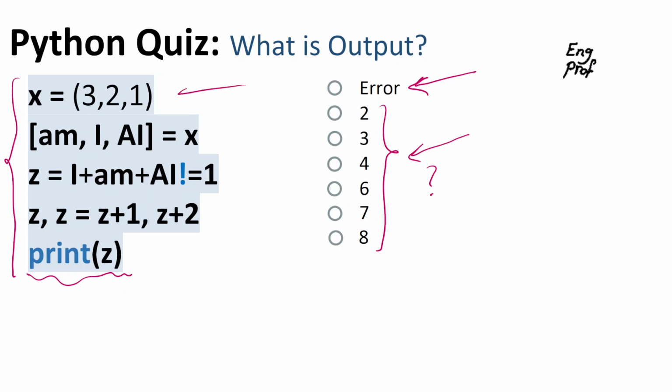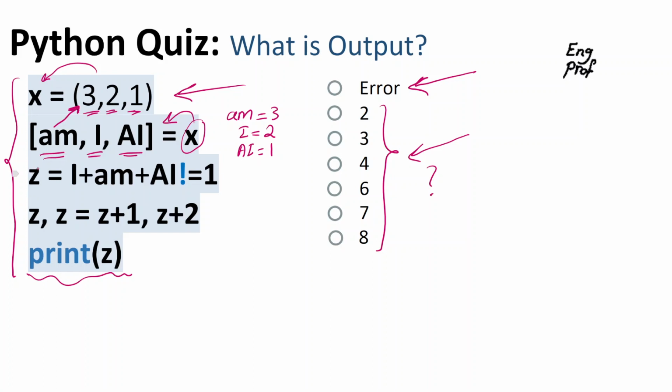If you look at the first line, we are defining a tuple in which there are 3 elements inside, 3, 2, 1, and we are assigning it to x. Next line, we are assigning x to a list in which the number of elements is exactly matching the number of elements inside the tuple. So, the interesting thing is am becomes 3, 2 is assigned to I, and then 1 is assigned to AI. So that's what happened after the second line.